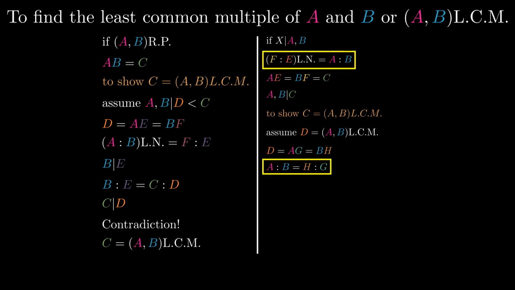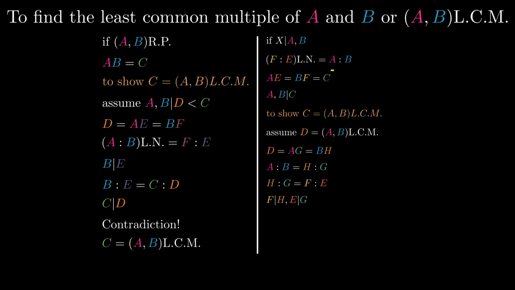Thus a to b is proportional to h to g. A to b is also proportional to e to f, so h to g is proportional to f to e. F to e is in least numbers, so f measures h and e measures g. ae is equal to c. ag is equal to d, so e to g is proportional to c to d. E measures g, so c measures d, which contradicts that c is greater than d. So c, equaling ae, equaling bf, is the least common multiple of a and b.